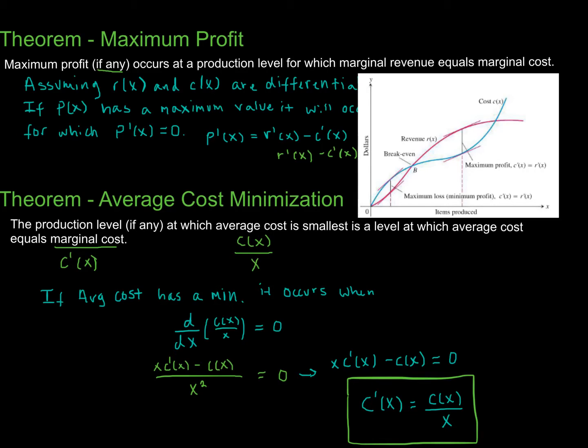Important to stress that both of these theorems say that if there is, in this case, a maximum profit, or if there is a minimum average cost, it doesn't guarantee that at any place where marginal revenue equals marginal cost there will be a maximum profit, or that at each of these points there will be a minimum average cost. But if there is, it will occur where either of these situations arises. So let's go ahead and apply these to a couple of scenarios.